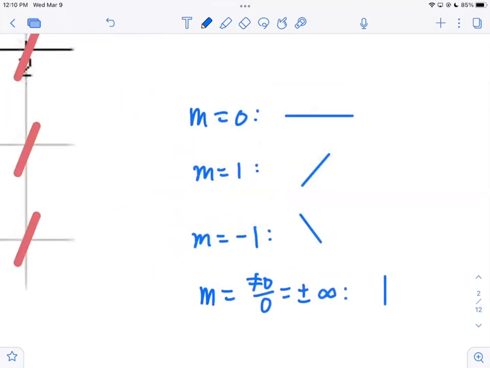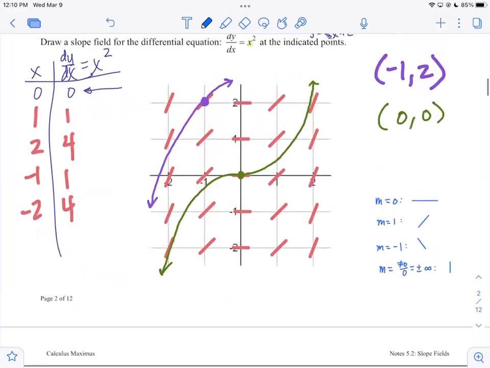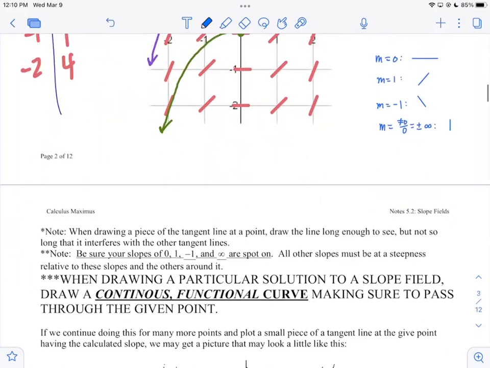Everything else is going to be compared to those. If a slope is two, is it steeper than 45? If the slope is one half, is it less steep? So on and so forth. Those are the big ones. Then it's just a matter of carefully plotting them on there.